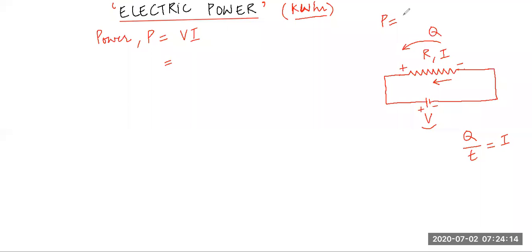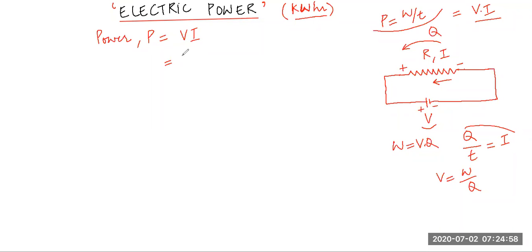Now power is rate of doing work, as we define power in mechanical terms. Now W is V into what? See, V is work done in moving unit charge. So from this, W is equal to V into Q. So from this we get P equal to V into Q by T, and Q by T is current, right? Power is voltage times current.